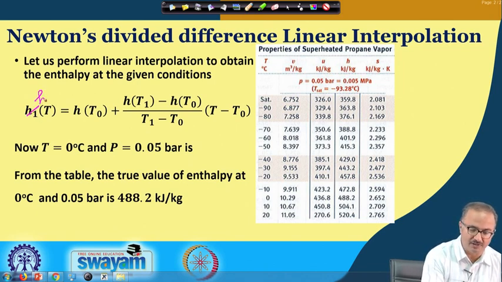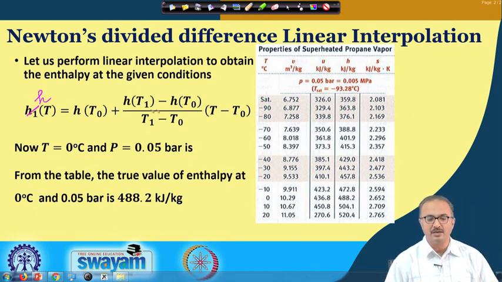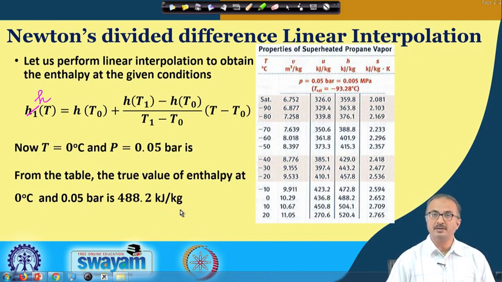This will be H only. So, this H_T we have to find out in terms of some other enthalpy values at some other temperatures, like T0 and T1. Okay, so this is the formula. Here the T is 0 degree centigrade and the P is 0.05 bar. And from the tables we find the true value as 488.2 kilojoule per kg.